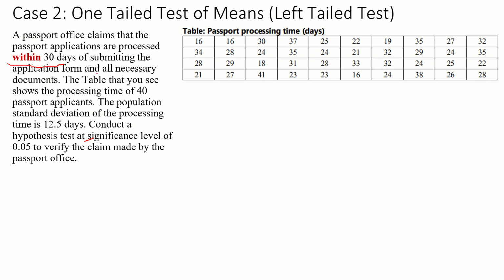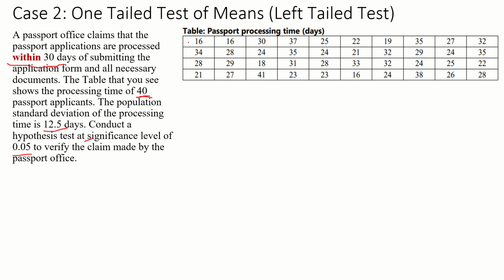And the application form and all necessary documents. The table shows the processing time of 40 passport applicants, so n equals 40. The population standard deviation of the processing time is 12.5 days. We have to conduct one appropriate hypothesis test at the significance level 0.05 to verify the claim made by the passport office. This is the data of the 40 applicants.